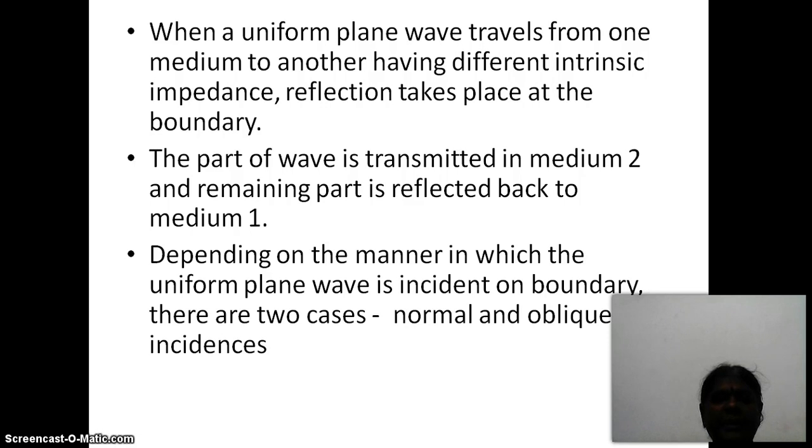Depending on the manner in which the uniform plane wave is incident on the boundary, there are two cases: normal incidence and oblique incidence. Normal incidence means the incident wave is at 90 degrees to the plane. Oblique incidence means any other angle apart from 90 degrees. And when a uniform plane wave travels from one medium to another, a part of the wave is reflected and another part is transmitted.